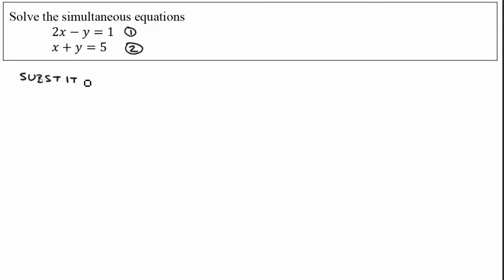When we use substitution, we take one of the equations, let's say equation 1 in this case, and rearrange it so that it is of the form x equals or y equals. It's very easy to see that equation 1 can be written as y is equal to 2x subtract 1. Having done this, we now substitute this expression for y into the other equation.